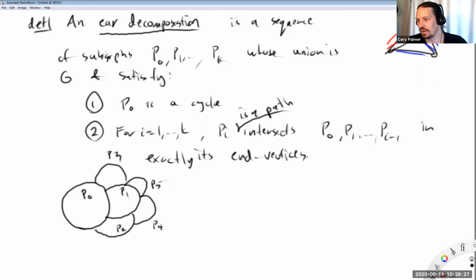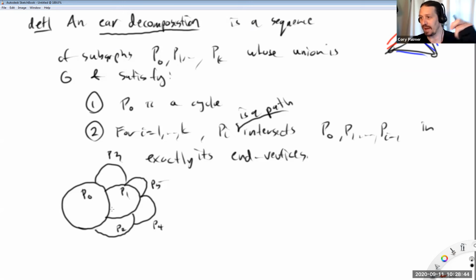Not all graphs have ear decompositions. That's what the theorem will be about. Is it clear what an ear decomposition is? It's pretty easy to visualize. Certainly it's easy to build. Start with a cycle, start tacking on ears. And then if you're given a graph, does it have an ear decomposition? That's less clear how to check.